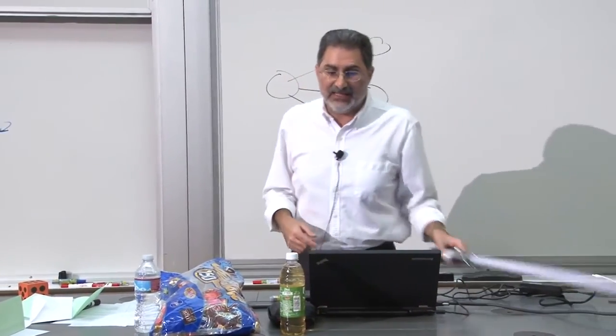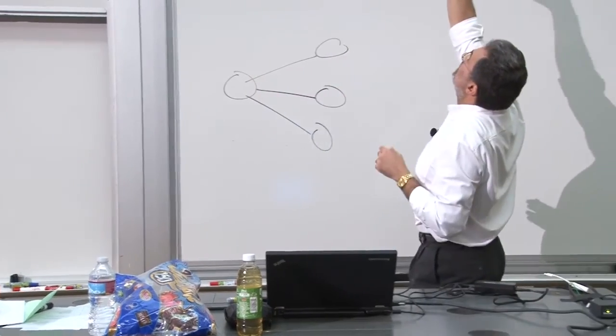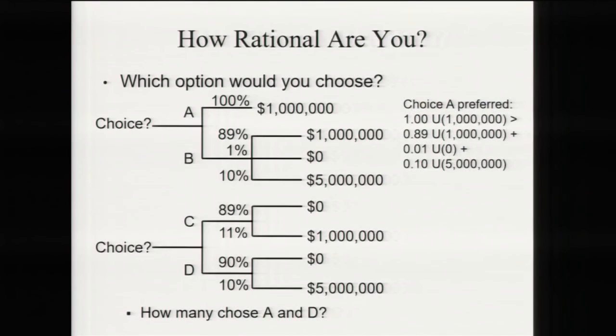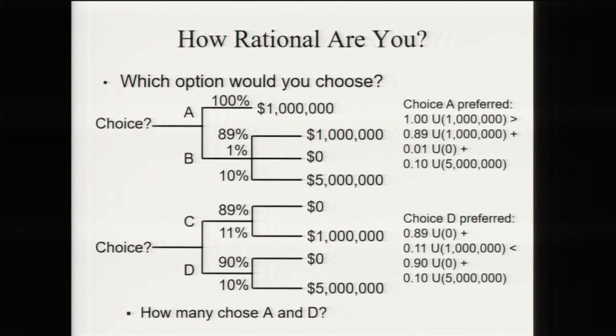Okay, so mathematically, if we prefer choice A to choice B, then we would prefer the 100% chance of the utility of $1 million to be greater than 89% of the utility of $1 million plus 1% of the utility of 0 plus 10% of the utility of $5 million. Now let's look at that same thing for choice D. If I make choice D, what I'm saying is that 89% of the utility of 0 plus 11% of the utility of $1 million is less, because I didn't choose C, than 90% of the utility of 0 plus 10% of the utility of $5 million.